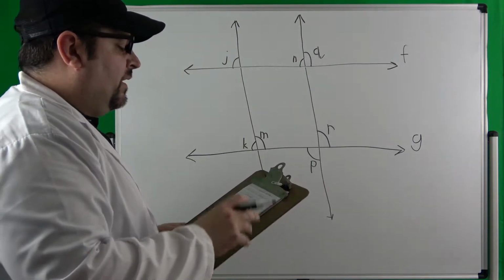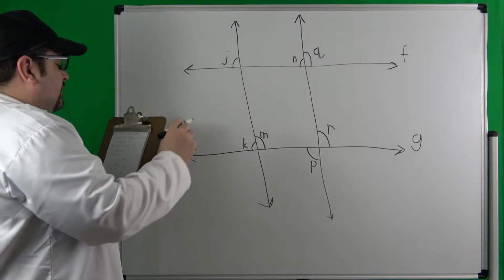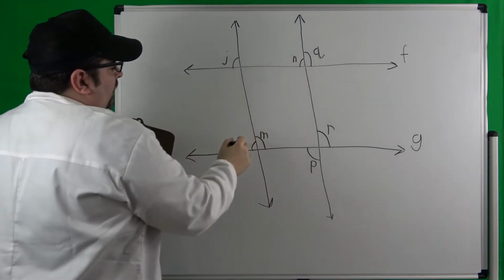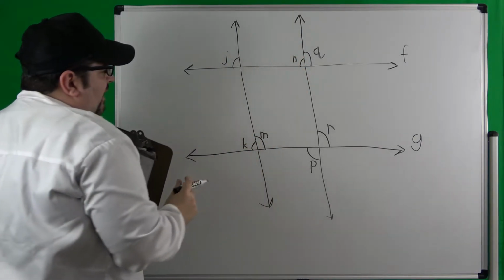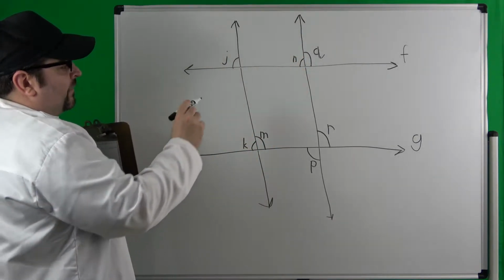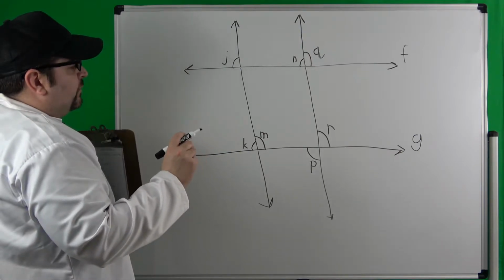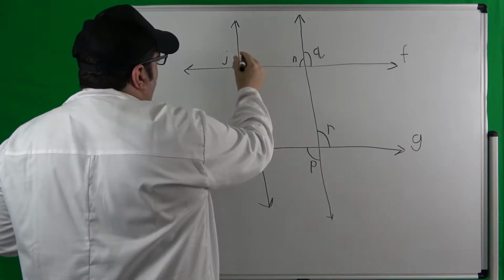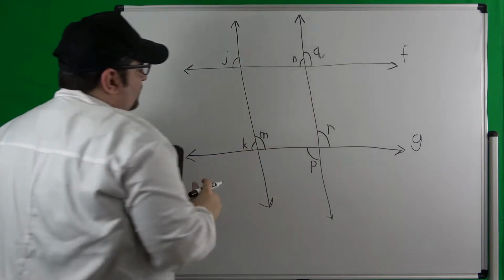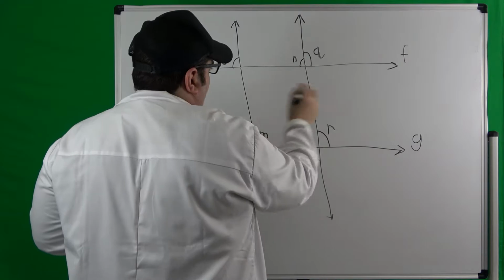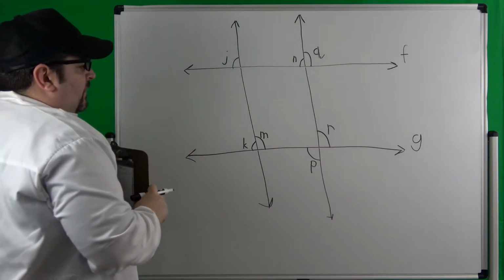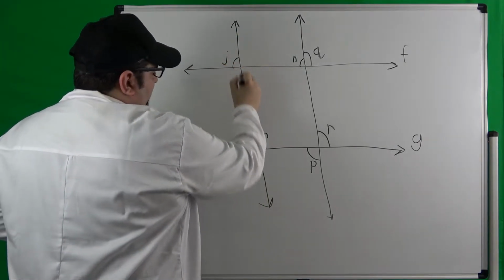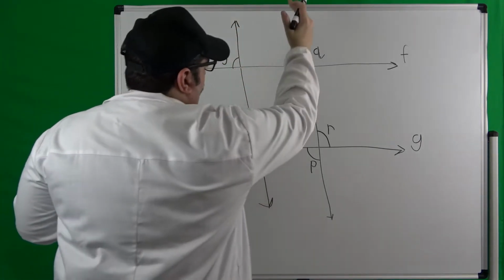So, angle N is congruent to angle K. Let's see. No, we can't do that. Basically, the key for this is we can't make any judgments based on angles that are formed with both of these lines. We can only make judgments based on angles that form just one of them.